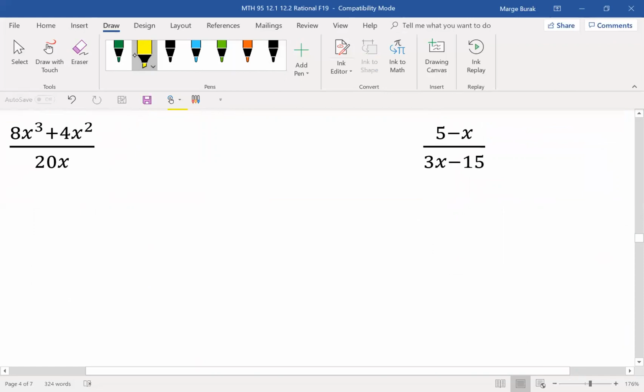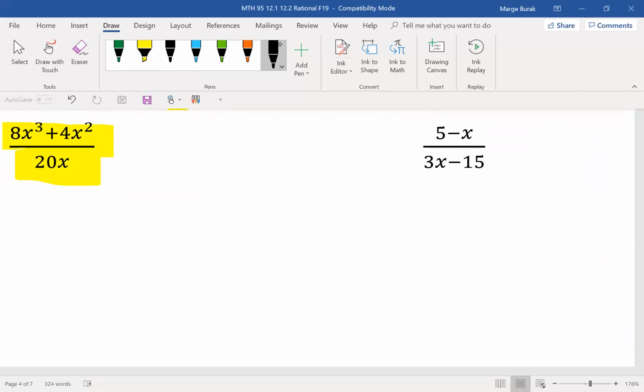Now, looking at this problem, these are not factors in the numerator. These are terms, and the difference between a factor and a term is you can't cancel on terms. Addition and subtraction, can't touch it. So we have to factor this before we can do any canceling whatsoever. So looking at the numerator, they both have a 4 and an x squared. And that would leave me with a 2x plus 1. And then this would still be 20x.